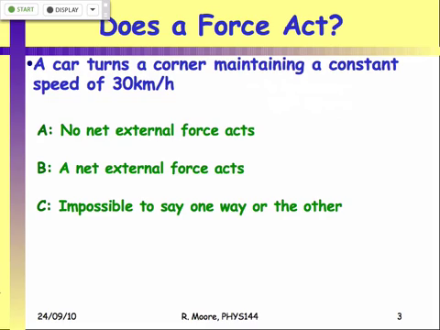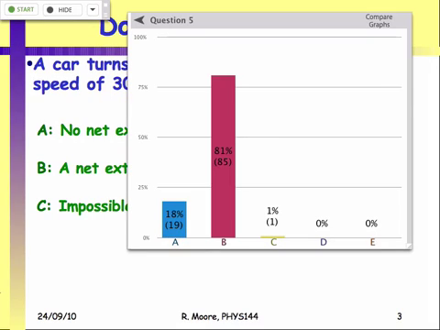Okay, we've got time for one clicker question. If we've got a car turning a corner, maintaining a constant speed of 30 kilometers per hour, do we have a net external force acting? Okay, good. So we do have a net external force because you're going round a corner. It's part of a circle, so you must have an acceleration towards the center. If you have an acceleration, you've got an external force acting, and so B is the correct answer.